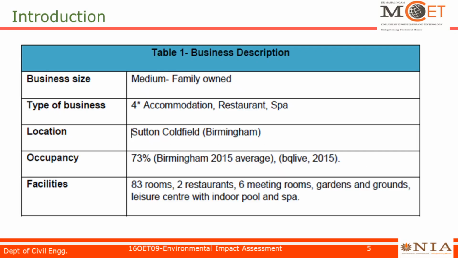So their brief description about their business, right? It is a medium family owned hotel, type of business: 4-star accommodation. It has a restaurant and it has a spa. Location is Birmingham, in the UK, right? Occupancy and facilities: how many rooms, restaurants, meeting rooms, gardens, grounds, leisure centers with pool and spa.